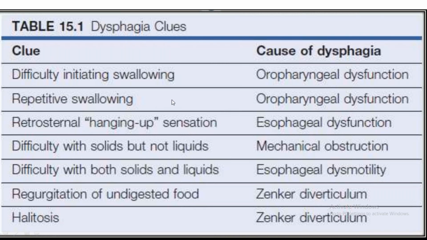So this is the simplifying table according to clinical features and the most probable etiology. When there is difficulty in initiating swallowing, suspect oropharyngeal dysfunction. When there is repetitive swallowing for a bolus of food or liquid, suspect oropharyngeal dysfunction. When there is retrosternal hanging up or sticking sensation, suspect esophageal dysfunction. Difficulty with solids but not liquids suggests mechanical obstruction. Difficulty with both solids and liquids suggests esophageal dysmotility. Regurgitation of undigested food suggests Zenker's diverticulum, and halitosis is associated with Zenker's diverticulum.